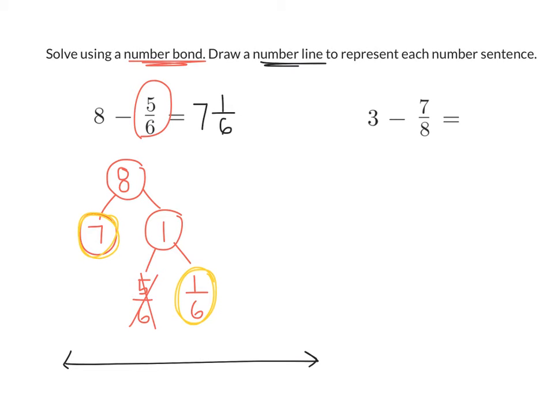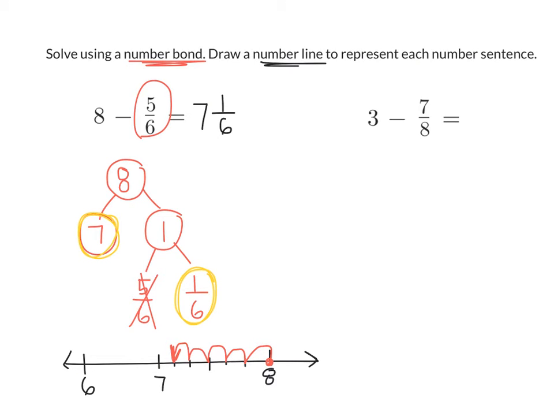I don't need to start at 0. I'm going to start at 8, and I'm going to have 7 here, and I'm going to have 6 here. And each of those wholes needs to be divided into sixths, right? So there's 6. Now if I'm going to take away 5/6, I'm going to start at 8. 1, 2, 3, 4, 5. I end up right here.